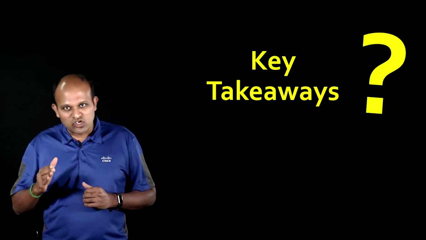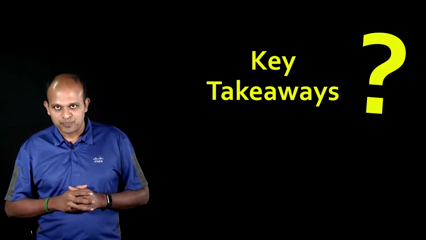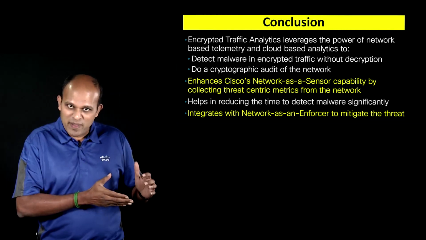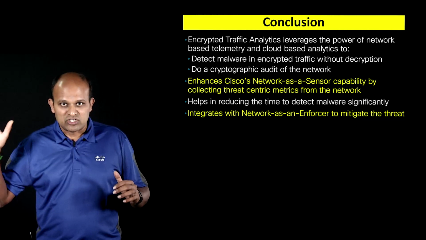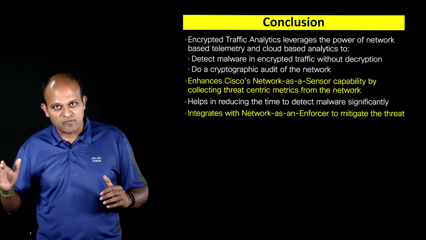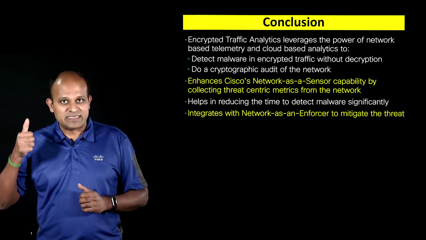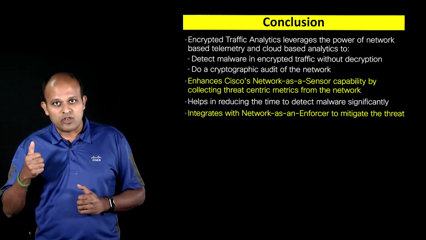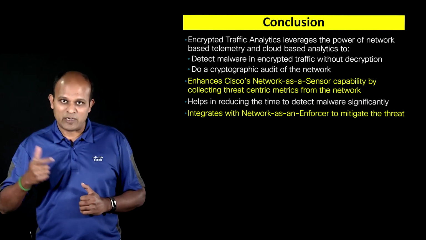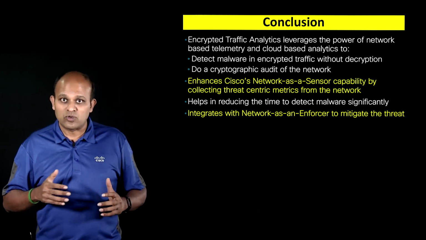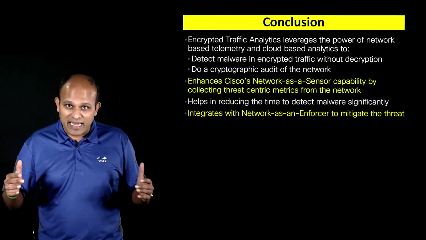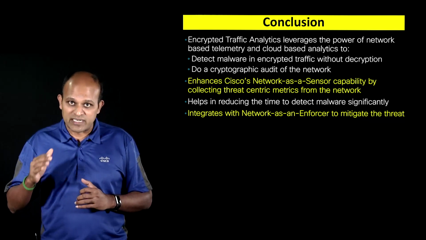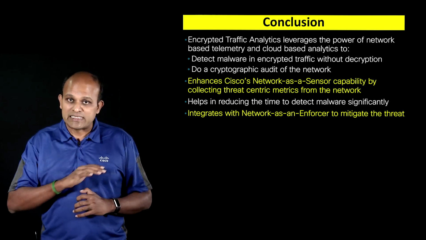So let's round this off with some of the key takeaways from this session. Encrypted Traffic Analytics leverages the power of network-based telemetry and cloud-based analytics to solve some very difficult to solve problems for customers. Number one is detection of malware in encrypted traffic without decryption, and secondly, doing a cryptographic audit of the network. Now this enhances Cisco's network as a sensor capability by collecting threat-centric metrics from the network, and therefore it helps in reducing the time to detect malware significantly.